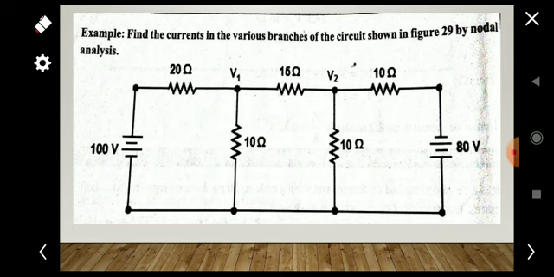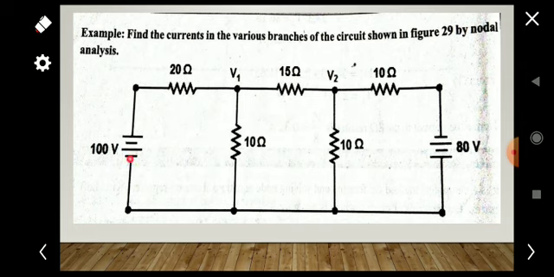And here the question is, find the currents in the various branches in the circuit shown below by nodal analysis. Okay, so this is the figure. Here the first step is to identify the number of nodes in the given circuit.